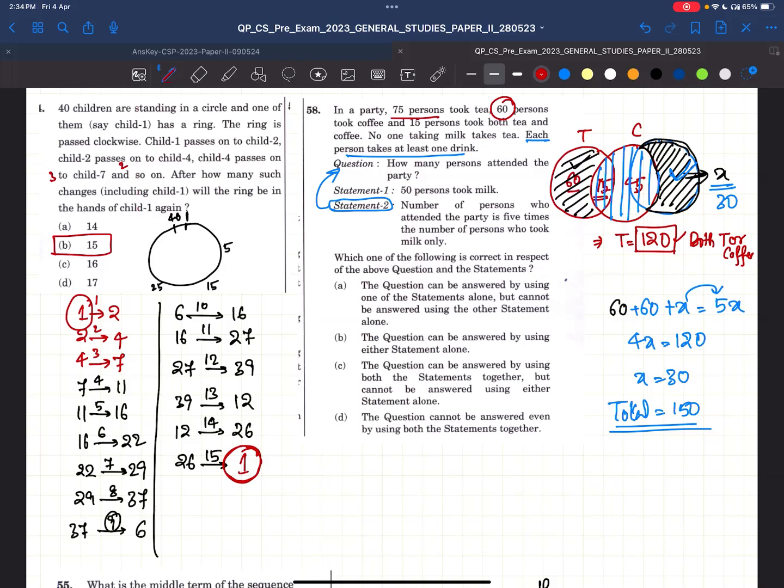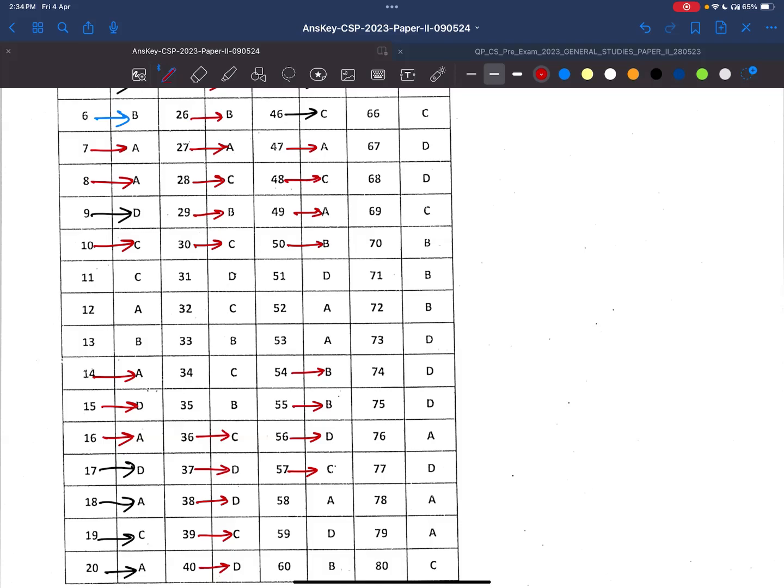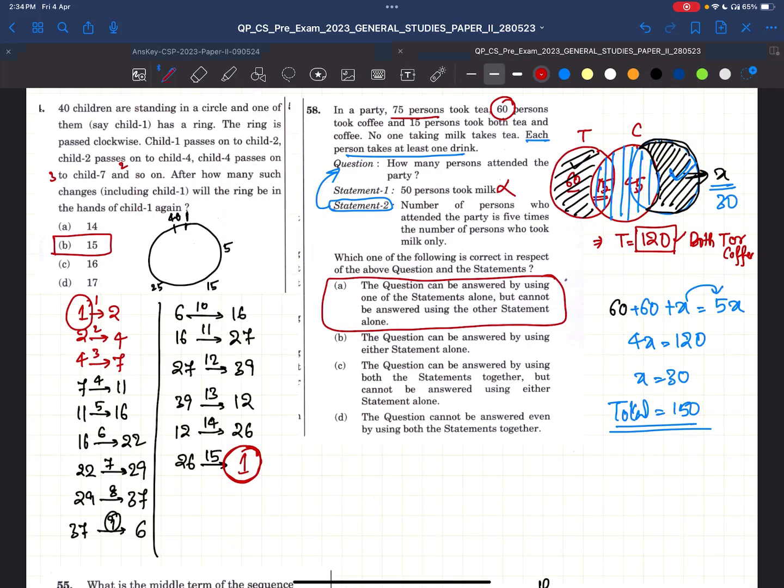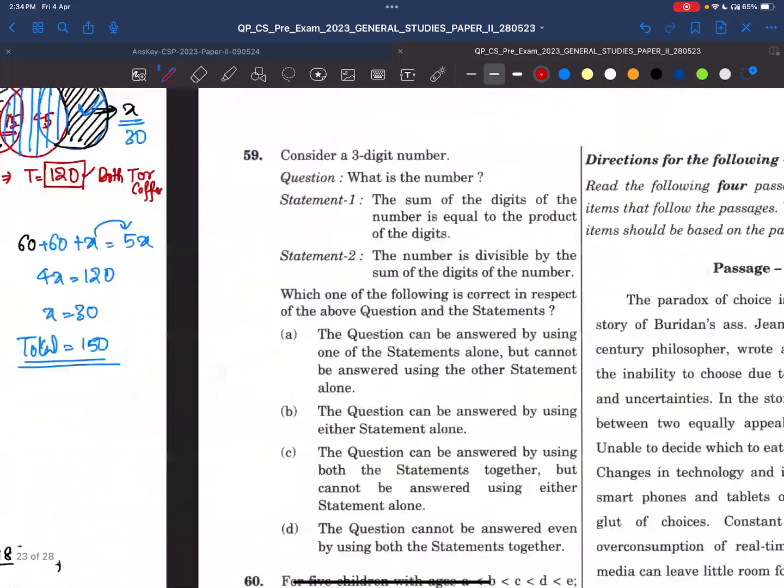Okay. So what's the option? Let's see the options. The question can be answered by using one of the statements alone, but cannot be answered using the other statement alone. Right? Answer is correct. There is no use of statement number 1. The 58th answer is B. Okay. Let's go to the next question, 59th question.